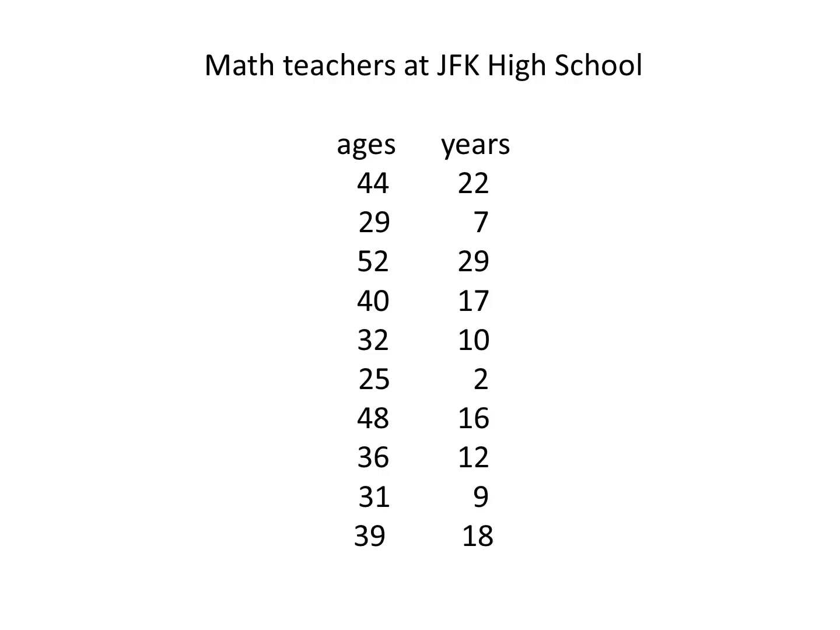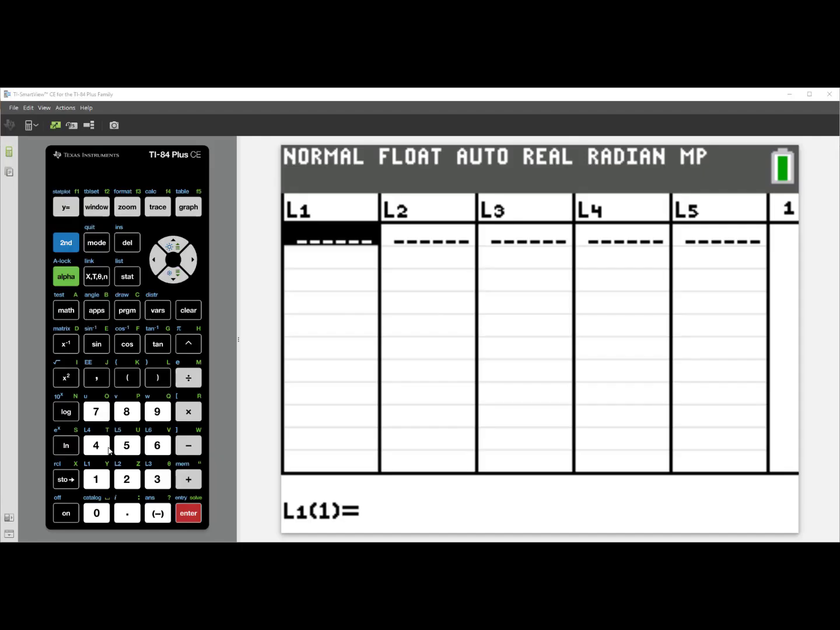For our example, we'll look at the math teachers at JFK High School, comparing the age of the teachers to how many years they have in the classroom to see if there's a correlation. We will enter in the ages into list 1. 44, enter. 29, enter.